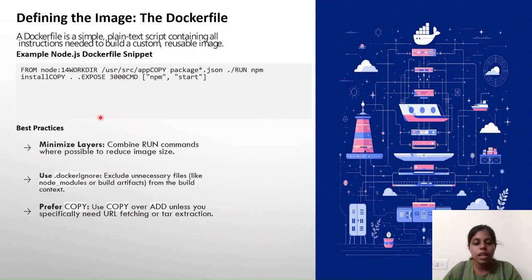There are some best practices to avoid time-consuming issues. You can minimize the number of layers to reduce the image size, use .dockerignore to skip any unnecessary files, and prefer using COPY instead of ADD. With this, we can create a reproducible environment for any app by running these commands.